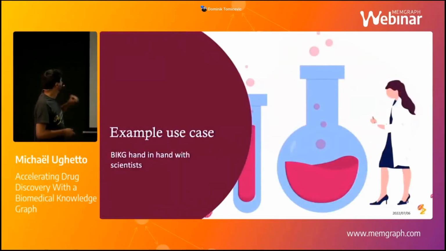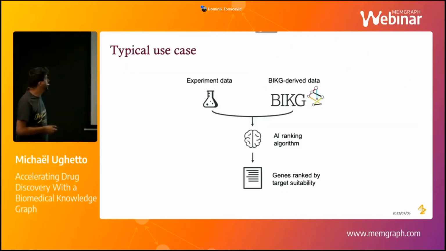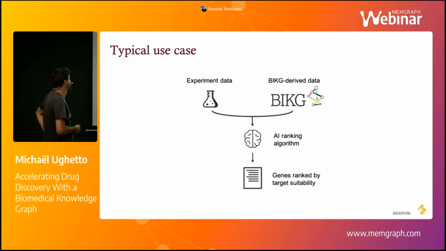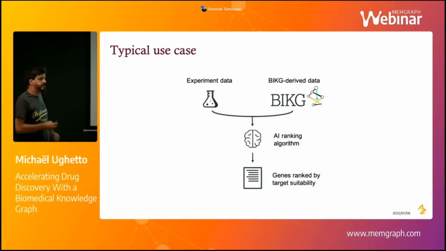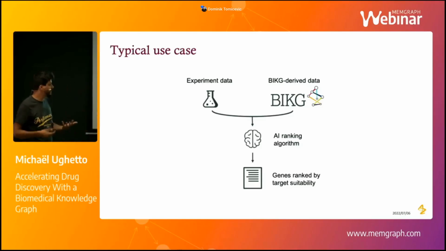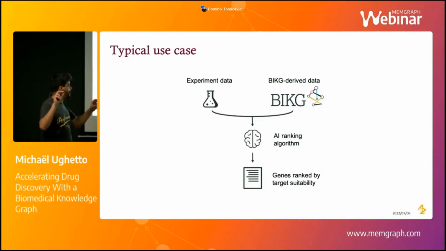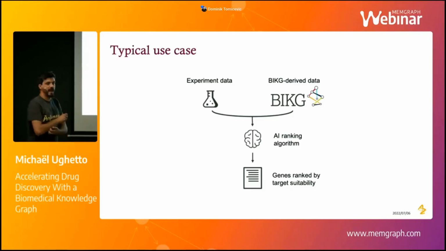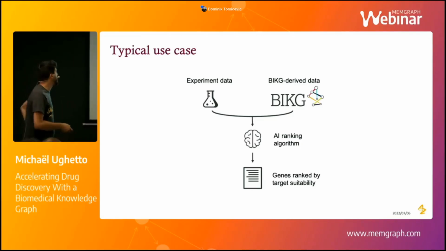So now I will talk about a use case. We worked with Oncology in the past, where we used BIKG to re-rank a gene list they gave us. So the typical use case is they come to us with experimental data, a lot usually, and they want us to use BIKG to make a better decision faster, maybe with more evidence than what they would have to do themselves. And the idea is that overall we are going to throw that into some AI ranking algorithms and give them a gene list that they will screen and give their expert opinion on.